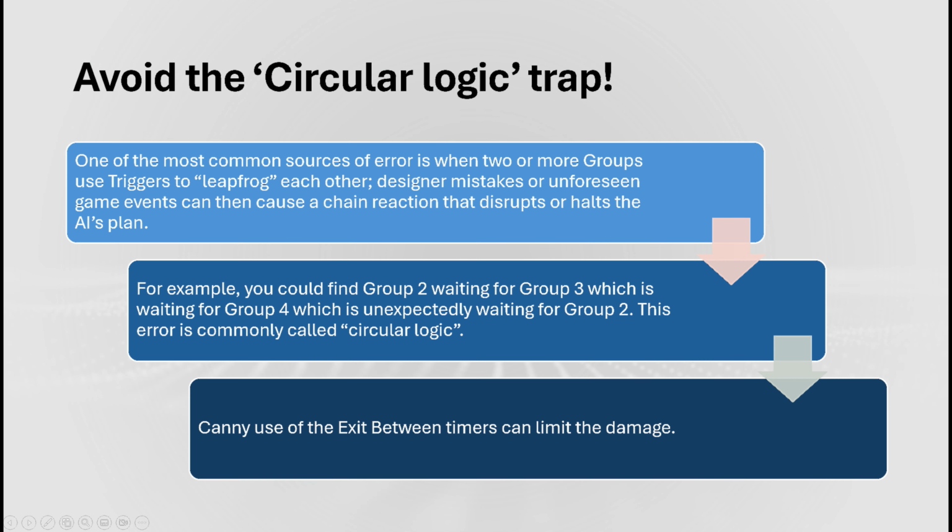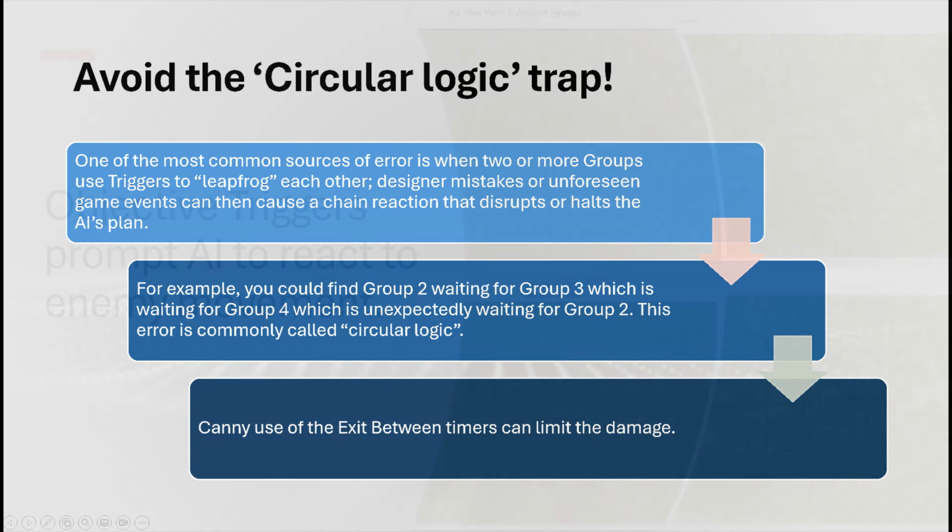Avoid the circular logic trap. One of the most common sources of error is having two or more groups use triggers to leapfrog each other. Now, this can definitely work. However, designer error and/or unforeseen game events can often cause a huge chain reaction that stops your AI from functioning. For example, you could find Group 2 waiting for Group 3, which is waiting for Group 4, which is unexpectedly waiting for Group 2. This error is sometimes called circular logic. Now, careful use of the exit between timers can limit the damage, but keeping things simple is an even better way to go.